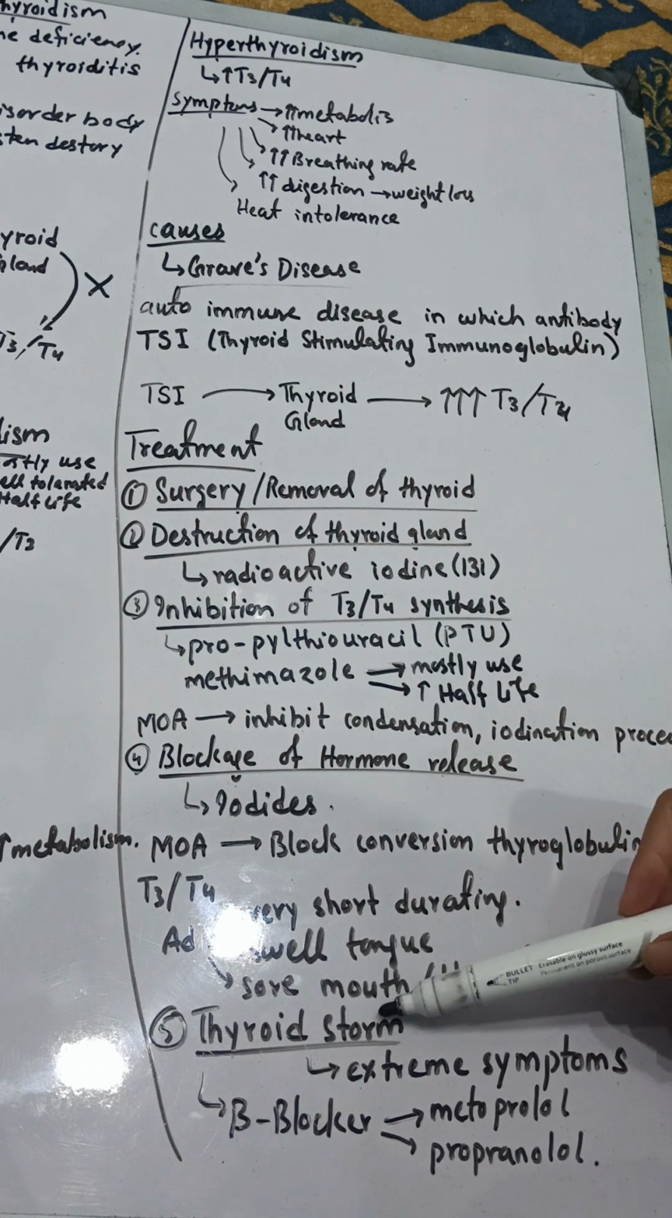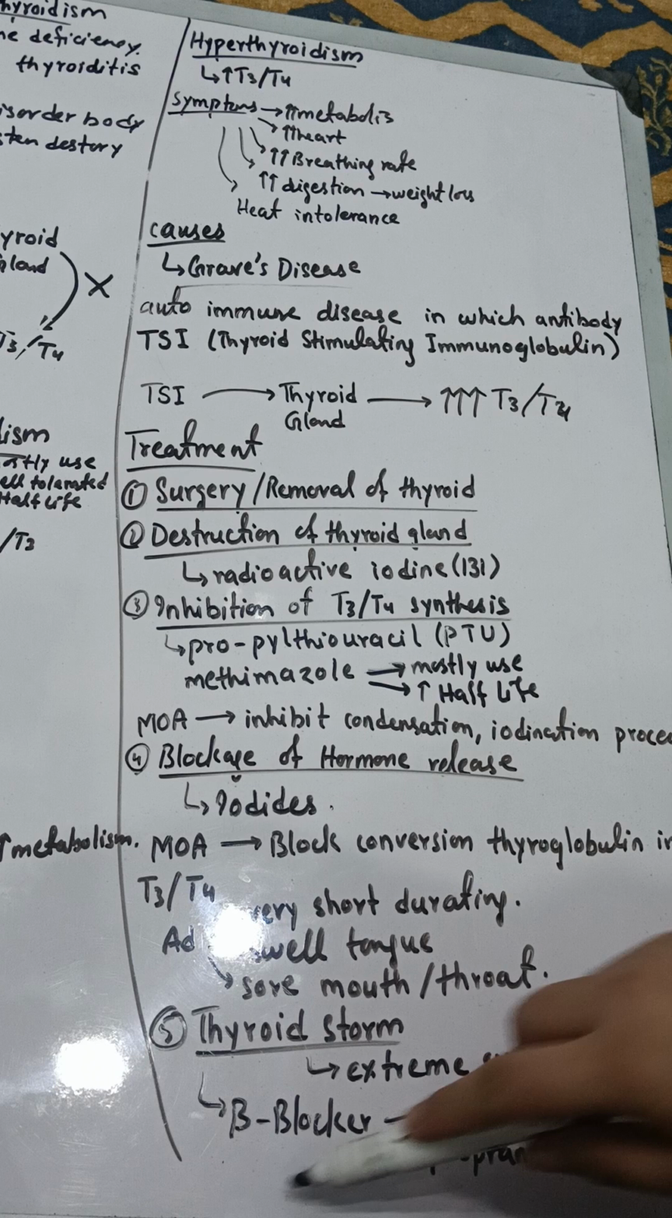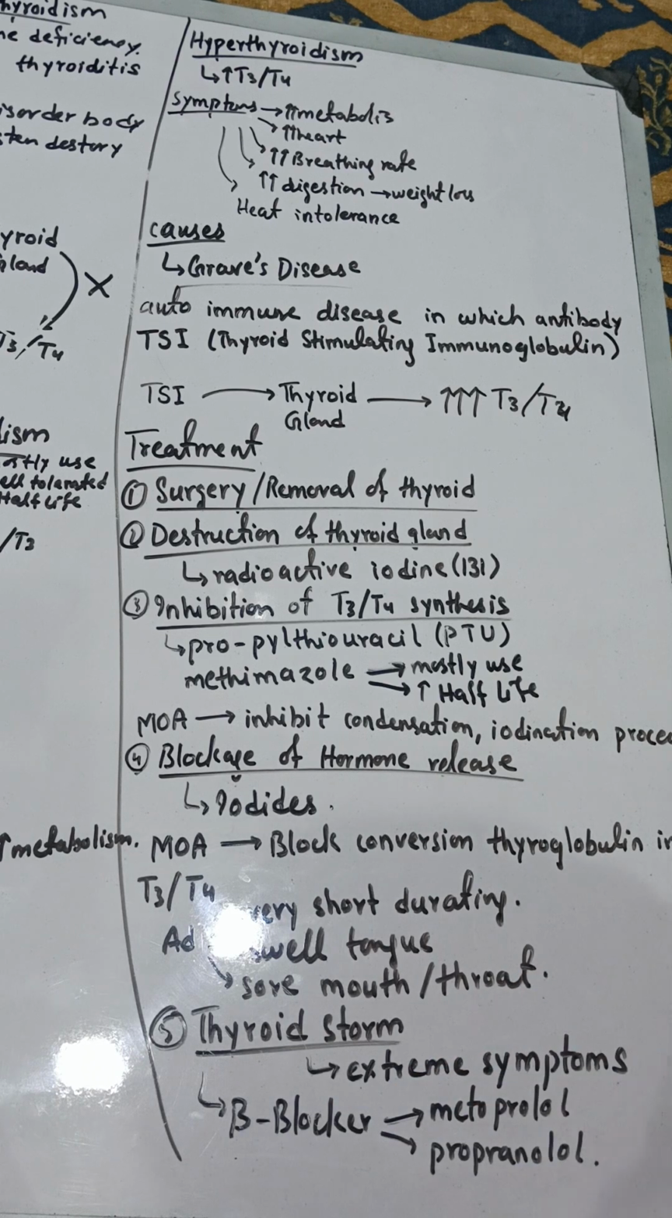Last is the thyroid storm. You know, storm means a very severe condition, so it is a condition in which extreme symptoms are observed. If the patient has a high heart rate, then an extremely high heart rate will be observed in a person who has thyroid storm. Now we will give beta blockers to that patient. What are beta blockers? They are drugs that treat hypertension.